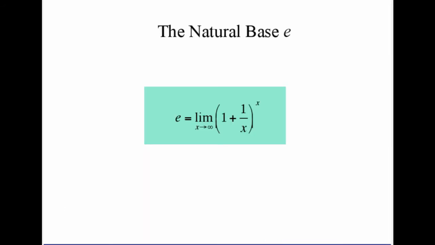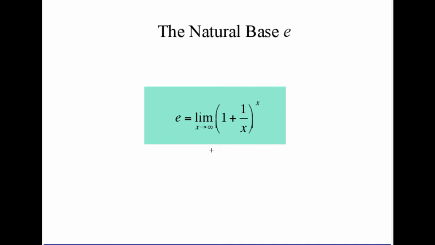Now we talk about the natural base e. An exponential function can have many bases, but the common base that we look at a lot of times is base e. And this is the definition of e. e is defined to be the limit as x goes to infinity of this expression, the quantity 1 plus 1 over x, all of that to the x power. The limit of that is defined to be the number e.